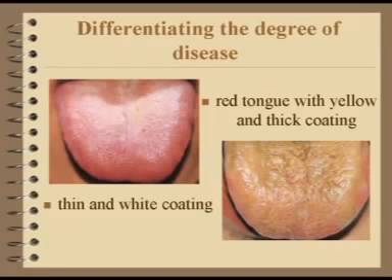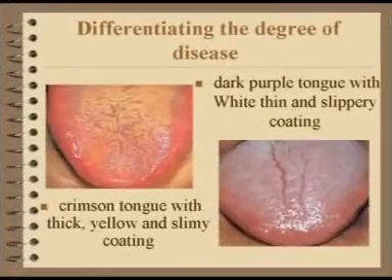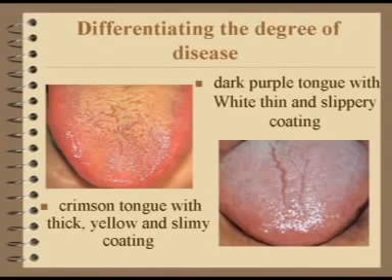Red tongue with yellow and thick coating, see the picture on the right, indicates that the pathogen has entered the interior qi aspect and the morbid condition is severe. Crimson tongue, see the picture on the left, indicates that the pathogen has reached the nutrient aspect. And the dark and purple tongue with little or no coating, see the picture on the right, indicates that the pathogen has entered the blood aspect.